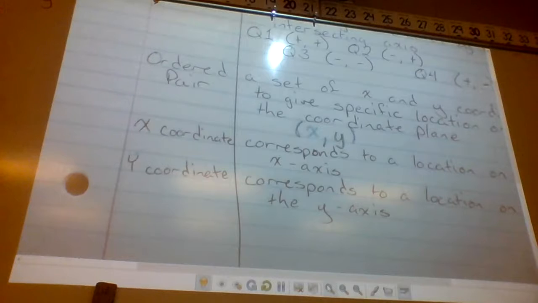Does this show the entire coordinate plane? No. Which quadrant is showing up over and over again? Quadrant 1. We only need quadrant 1 for this lesson.